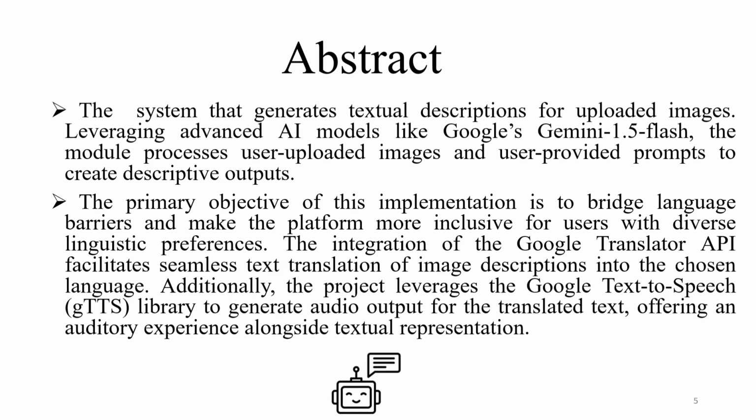In the abstract, the system generates textual descriptions for uploaded images using Google's Gemini 1.5 Flash model, which processes users' uploaded images and user-provided prompts to give an appropriate description. The primary objective of this implementation is to bridge the gap between language barriers and make the platform more inclusive for users with diverse linguistic preferences.